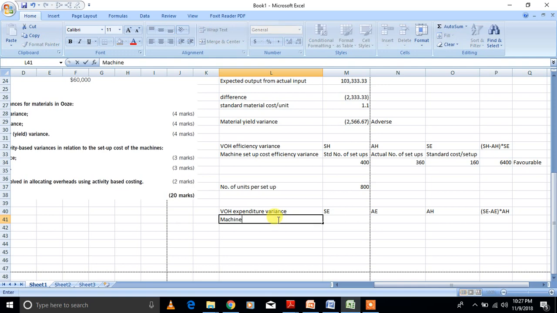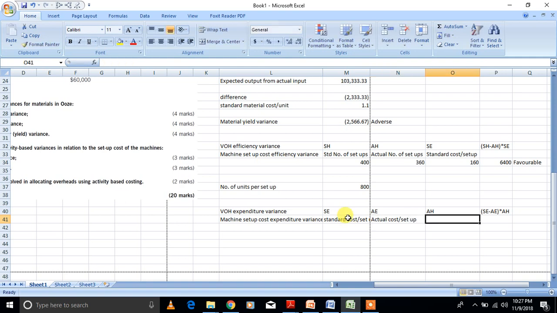So machine setup cost expenditure variance has to be standard expenditure minus actual expenditure, but here it is cost per setup. There it is cost per hour, here actual cost per setup. That is what you can call expenditure. There it is actual hours, here it has to be actual number of setups. Then we get the answer.